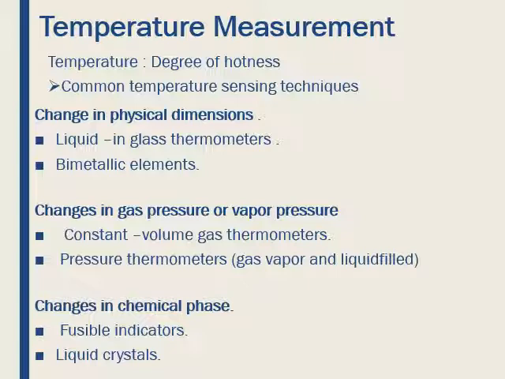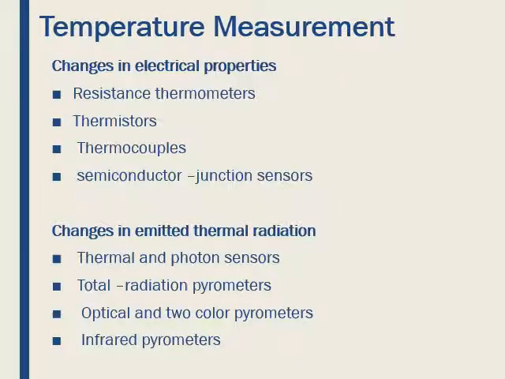Third, based on the changes in chemical phases, they can be classified as fusible indicators or liquid crystals. Based on the changes in electrical properties, they can be classified as resistance thermometers, thermistors, thermocouples, or semiconductor junction sensors. Based on the changes in emitted thermal radiation, they are thermal and photon sensors, or total radiation pyrometers, optical and two-color pyrometers, and infrared pyrometers.